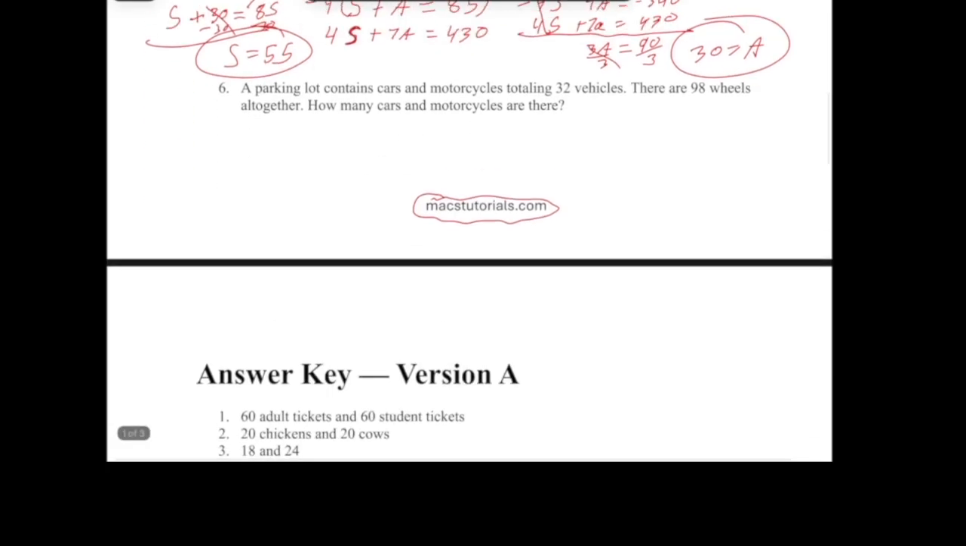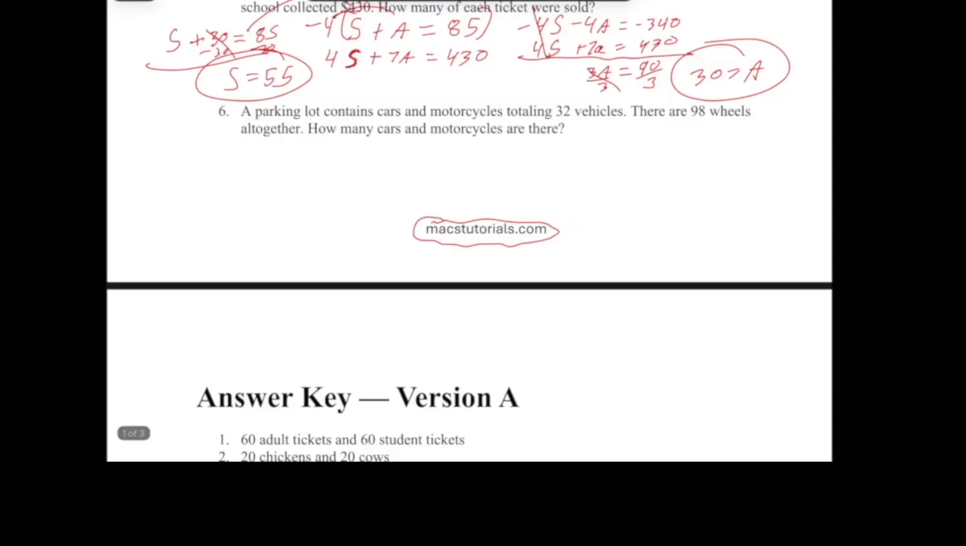All right, I got one more here to do. Okay, so on this one, a parking lot contains cars and motorcycles totaling 32 vehicles. There are 98 wheels altogether. How many cars and motorcycles are there? Well, the first one, cars and motorcycles equal 32. So we'll just go C plus M equals 32. Hopefully that one you can see right away.